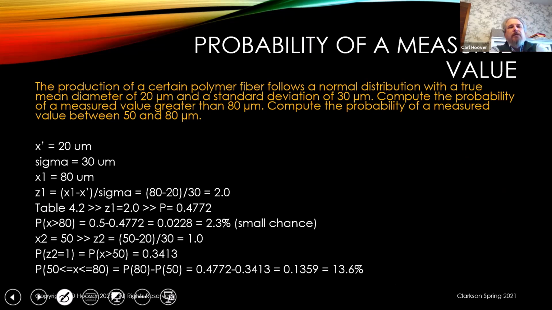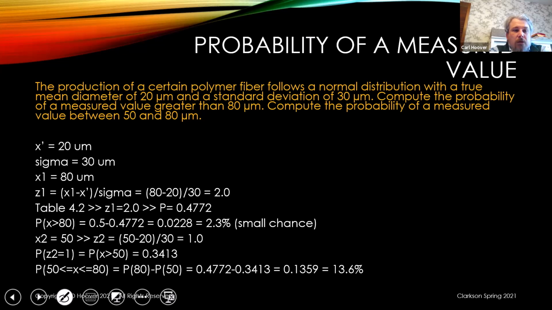So the next problem is about probability of a measured value. Production of a certain polymer fiber follows a normal distribution with a true mean diameter of 20 micrometers and a standard deviation of 30 micrometers. Compute the probability of a measured value greater than 80 microns. So what's the probability of something that's greater than 80? And compute the probability of a measured value between 50 and 80. We have 2 different problem sets here.